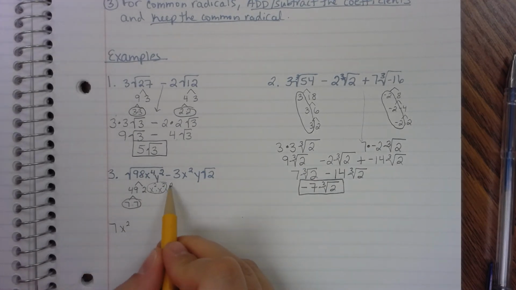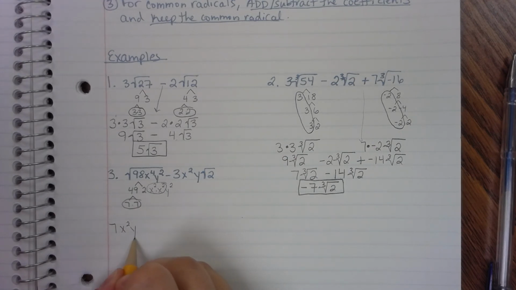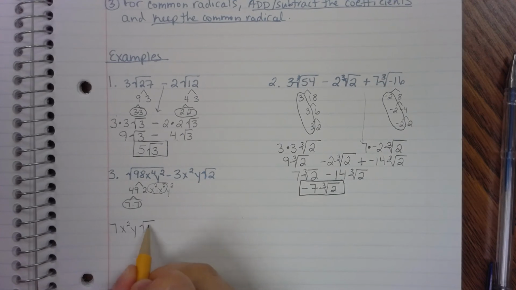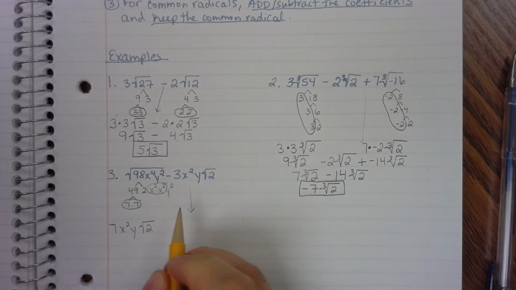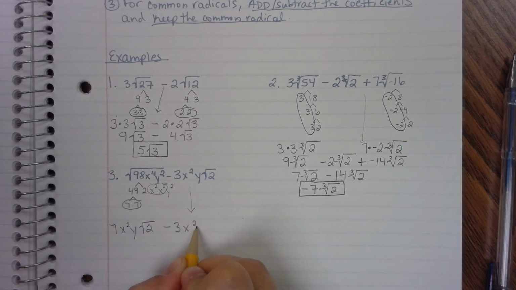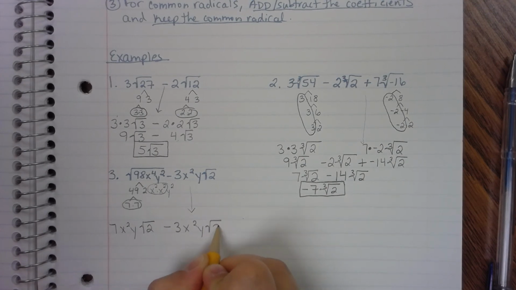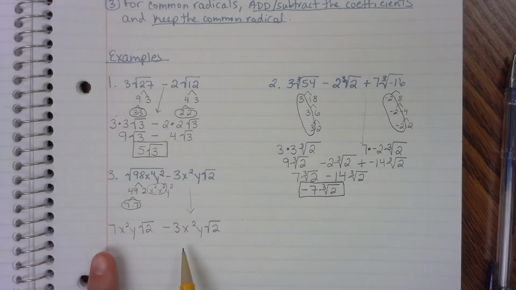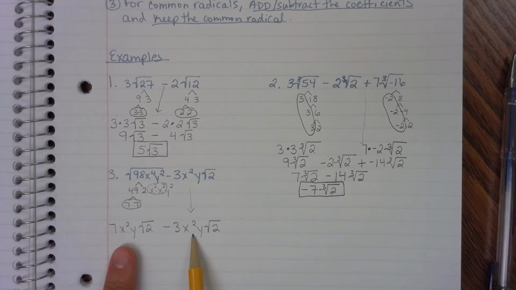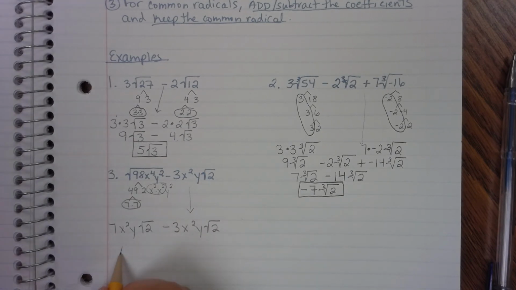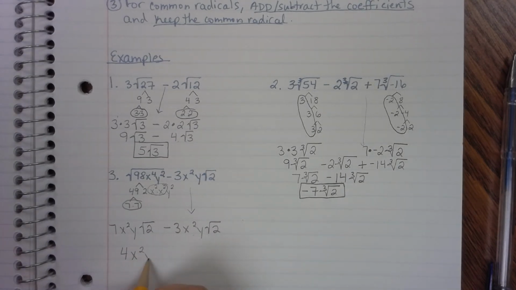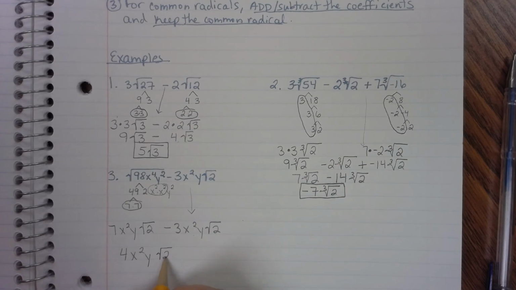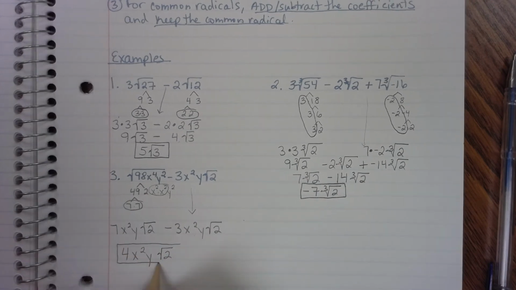And because I have a y squared, actually I can bring out a single y because the square root of a square is singular, and we have the square root of 2. And then all of this comes down, minus 3x squared y square root of 2. So again, I'm not subtracting the coefficient in terms of variables, I'm subtracting the numerical coefficient. So 7 minus 3 is 4, the x squared y stays, and then we have the square root of 2.